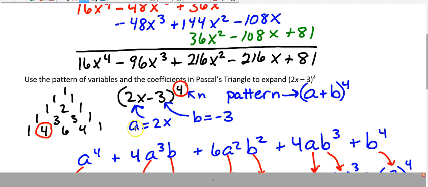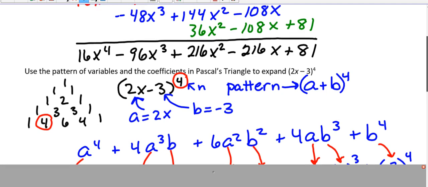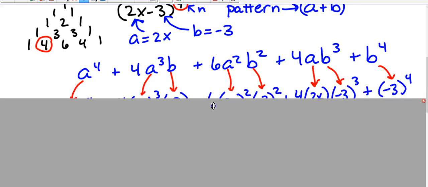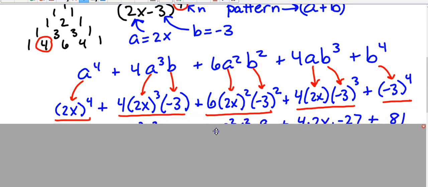Every place there's an a, you're going to substitute 2x, and every place there's a b, you're going to substitute negative 3. It's very important to put the 2x and the negative 3 in parentheses. If you don't, you are very likely to make careless mistakes as you go on to the next step. So notice what I've done here, substituting the 2x in for a and the negative 3 in for b with the coefficient still in the front.